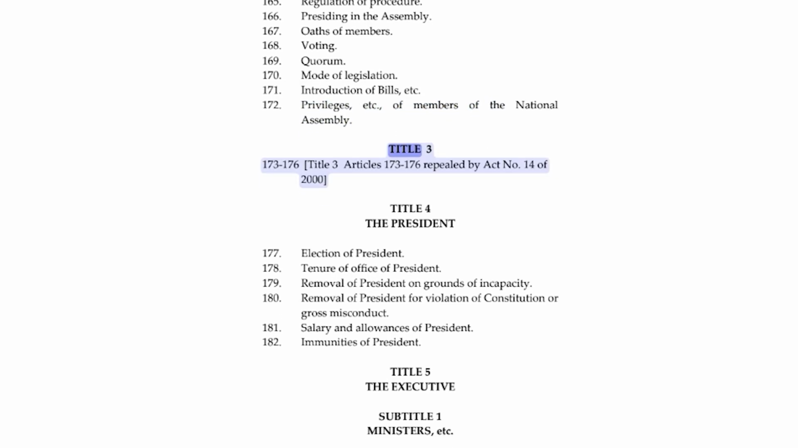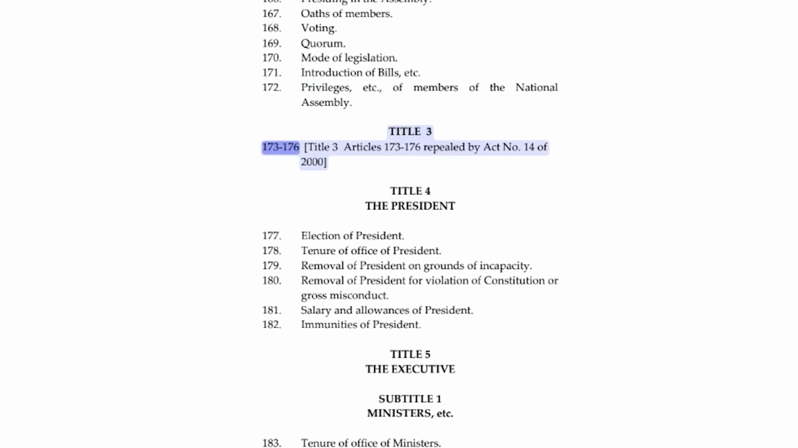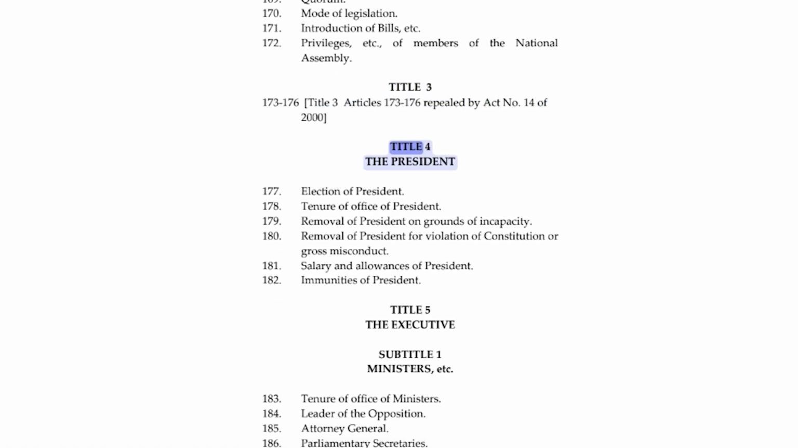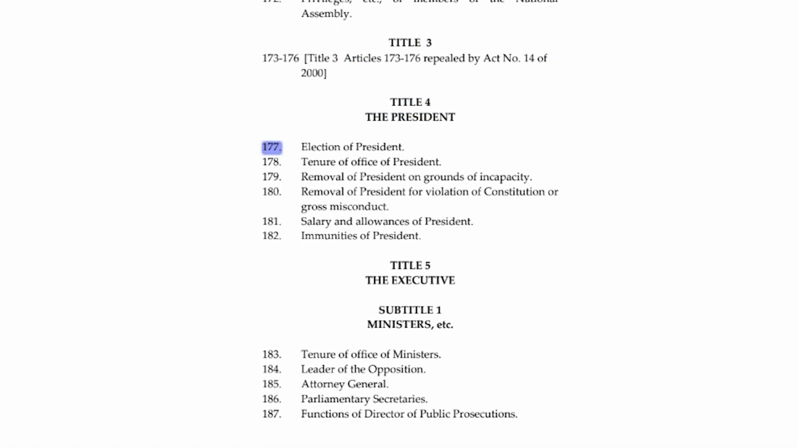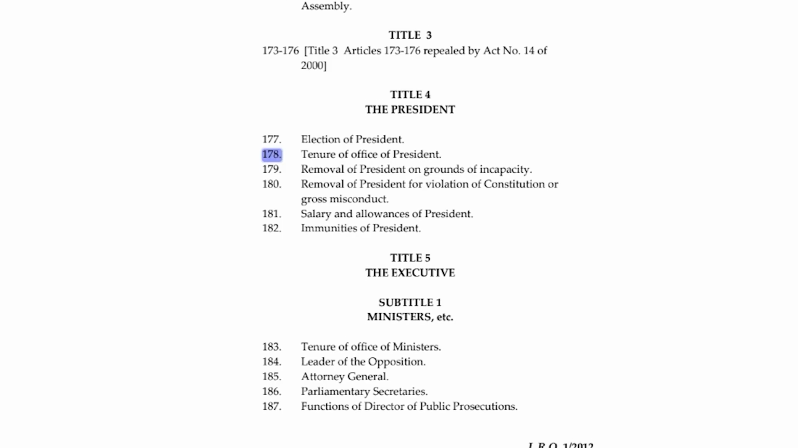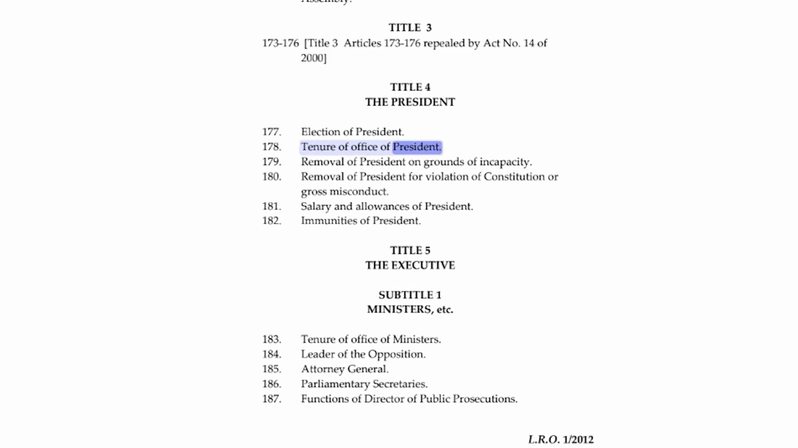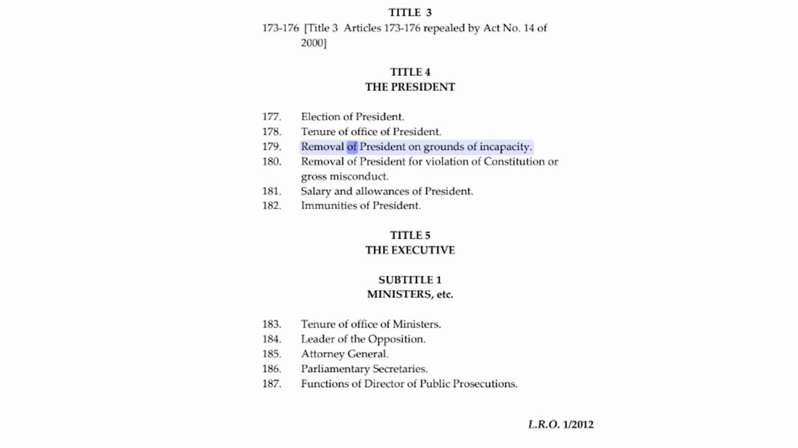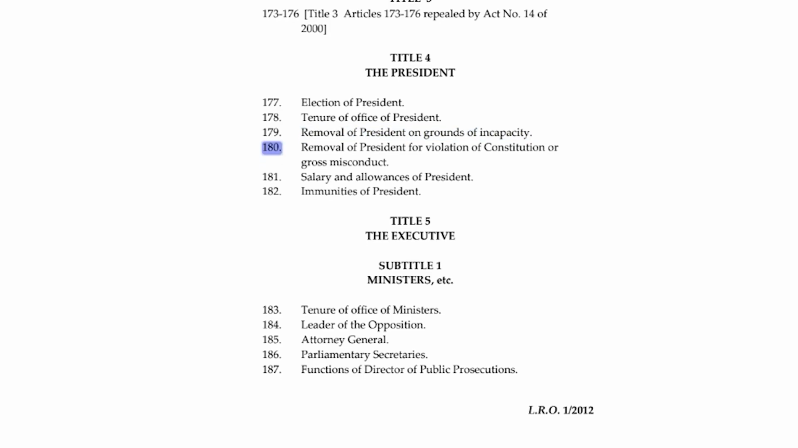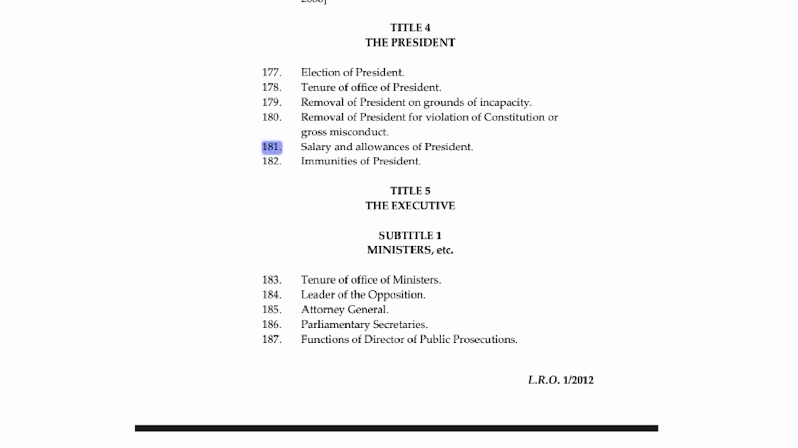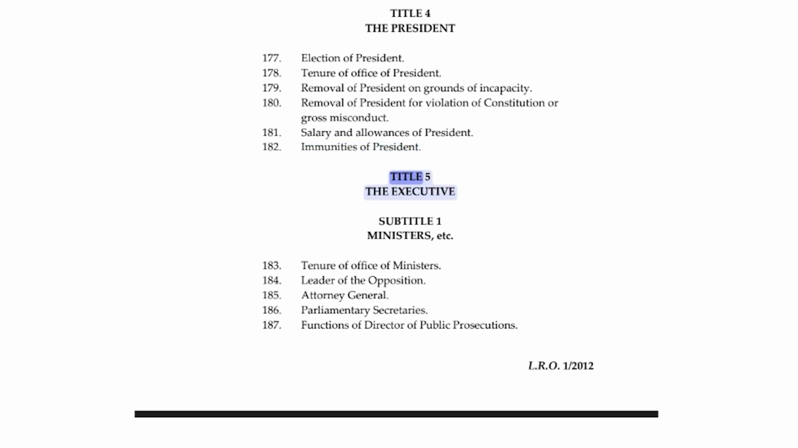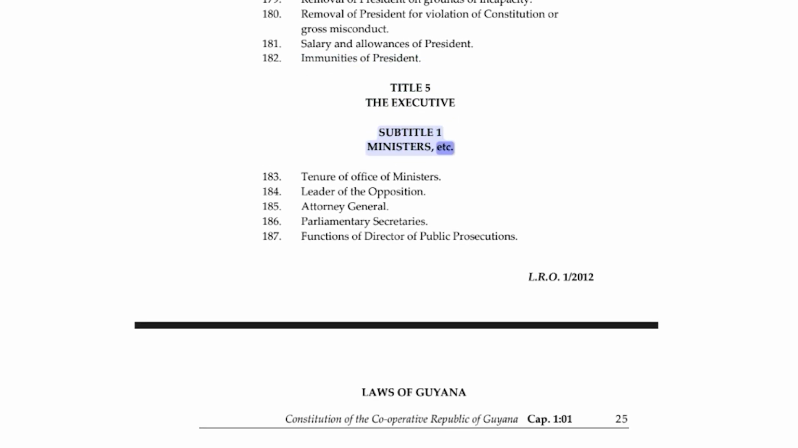Title III, Articles 173 to 176, repealed by Act No. 14 of 2000. Title IV, the President. 177. Election of President. 178. Tenure of office of President. 179. Removal of President on grounds of incapacity. 180. Removal of President for violation of Constitution or gross misconduct. 181. Salary and allowances of President. 182. Immunities of President. Title V, the Executive, Subtitle I, Ministers, etc.